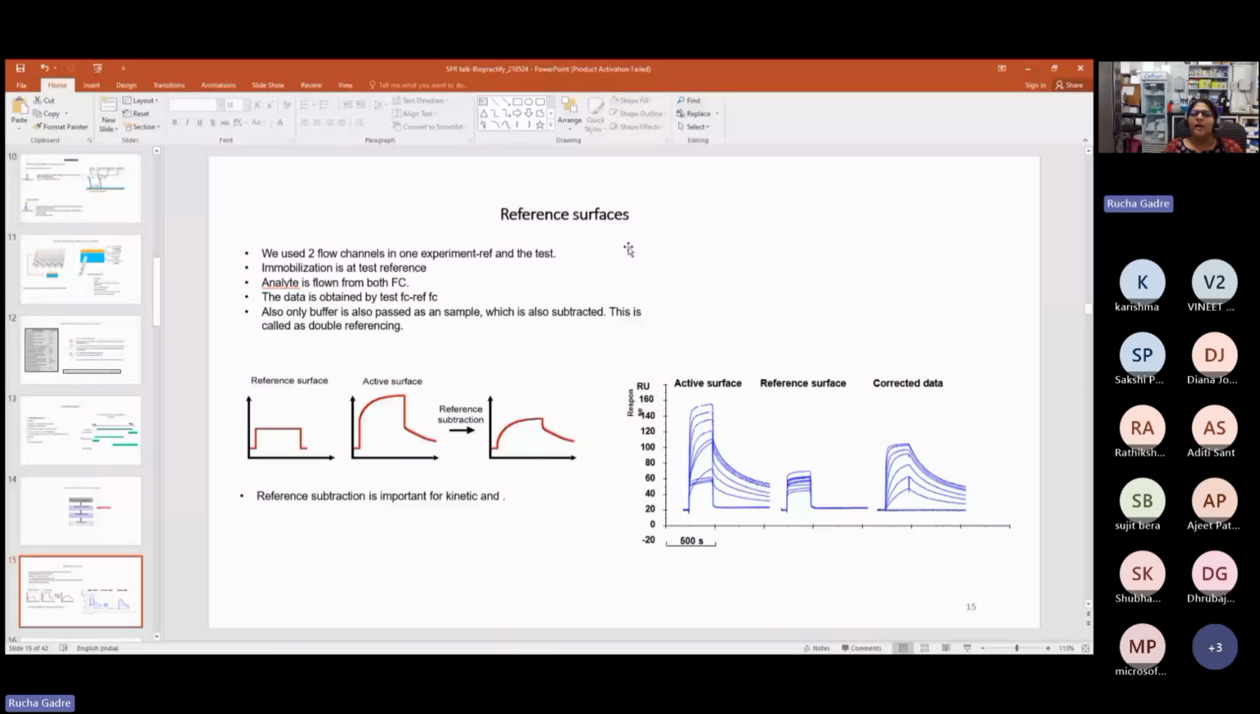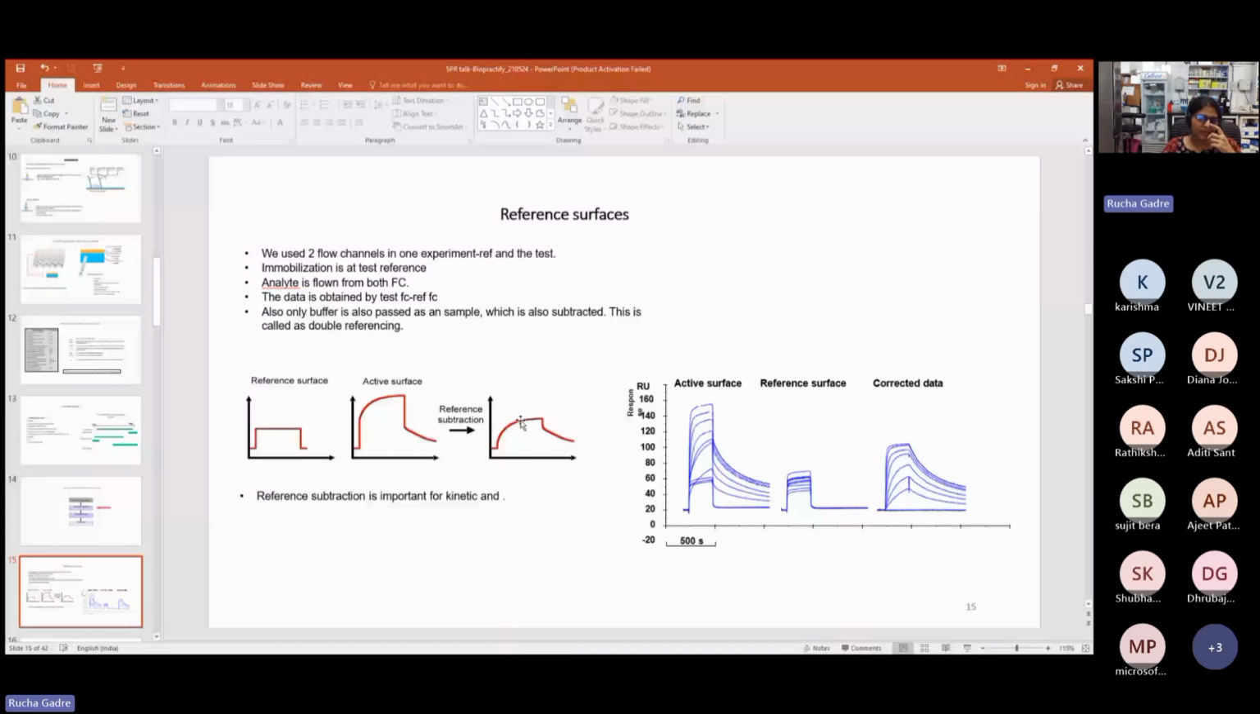The other subtraction is buffer subtraction. Along with our analyte, we will also flow only buffer, like the analyte, and that is also subtracted. This is called double referencing, in which we subtract the buffer and the reference. That means whatever data we get here is only the interaction. For example, this is binding that happens at the reference surface, and this binding is at the active surface, that is called the test surface. The active surface is subtracted by the reference, and this is how we get the final binding.